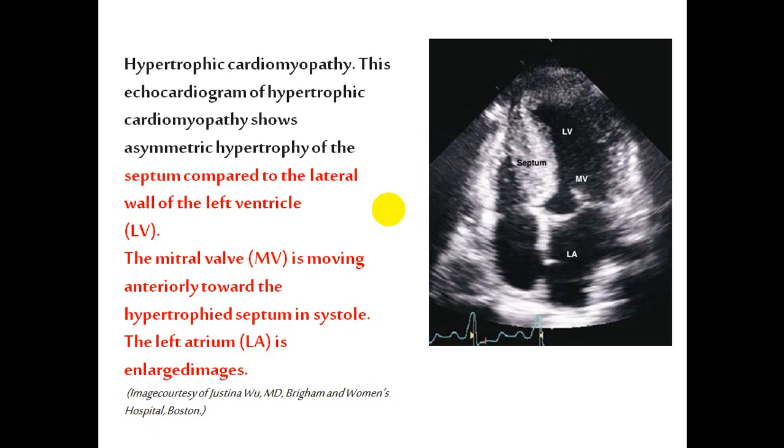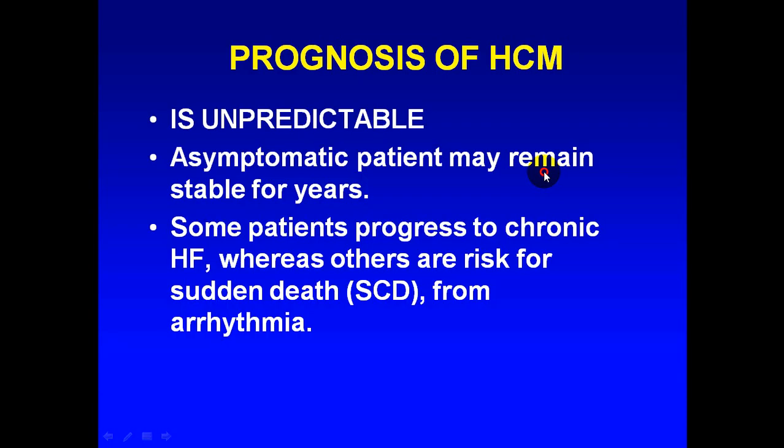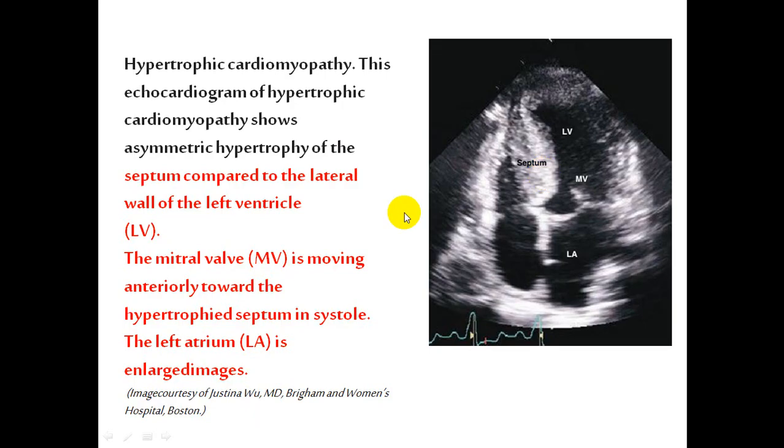In hypertrophic cardiomyopathy on echocardiography, you will see that the septum hypertrophy is more than 2 cm, even more, while normally the septum is 1.2 to 2.3 cm. The mitral valve is moving anteriorly causing obstruction, with hypertrophied septum in systole, and the left atrium is enlarged too.